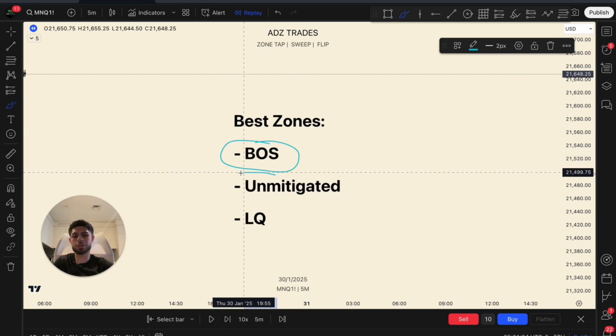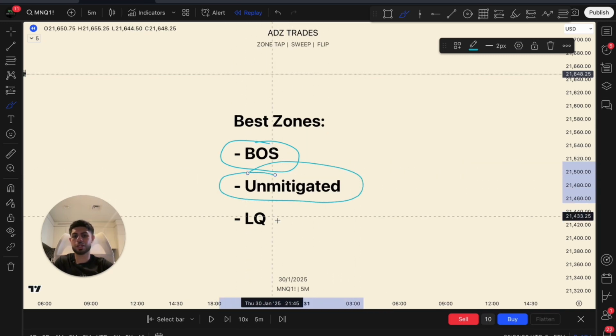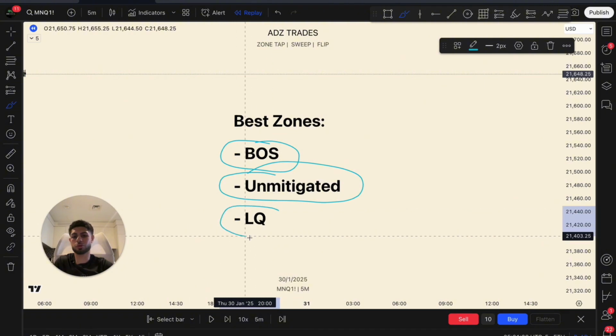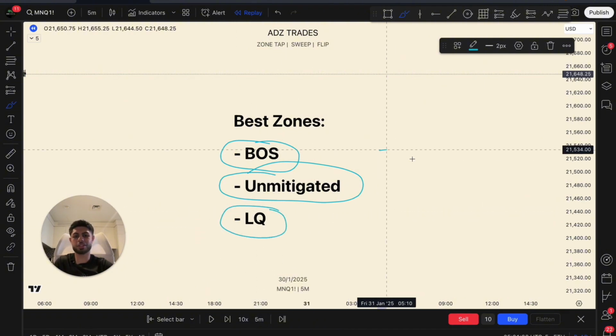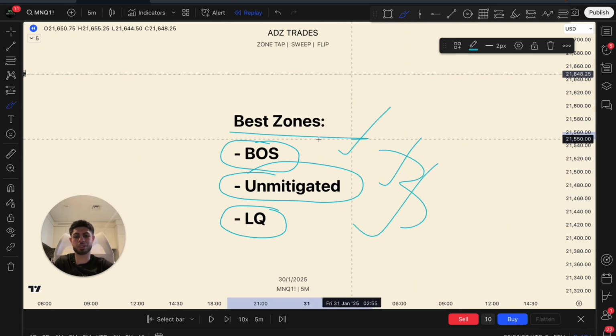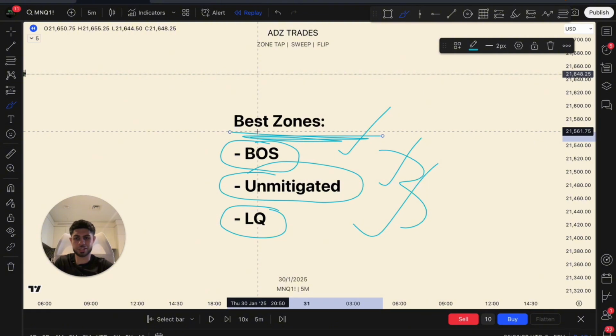The zone needs to be unmitigated, and the zone needs to have some form of liquidity, ideally a first tap within this zone. These three things here are what makes the zones great zones to use. They're going to be the best zones. If you don't understand this, let me show you.